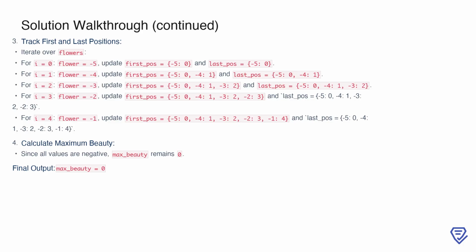Since all flower values are negative, any computation for maximum beauty results in 0 because the prefix sum differences are 0 and the flower values do not contribute positively. Hence, the final output for this example is max_beauty equals 0.